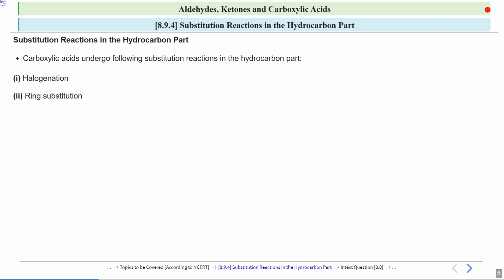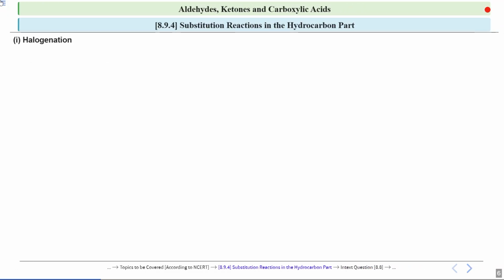The next type is ring substitution, which happens when the hydrocarbon part is an aromatic ring, like in benzoic acid. Here the atoms on the ring can be substituted, often by groups like nitro or halogen atoms. Okay, so we will see the substitution reactions in the hydrocarbon part of carboxylic acids, which include both halogenation and ring substitution. So let's start with halogenation.